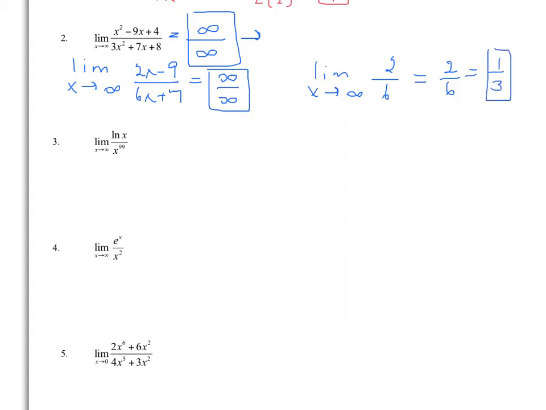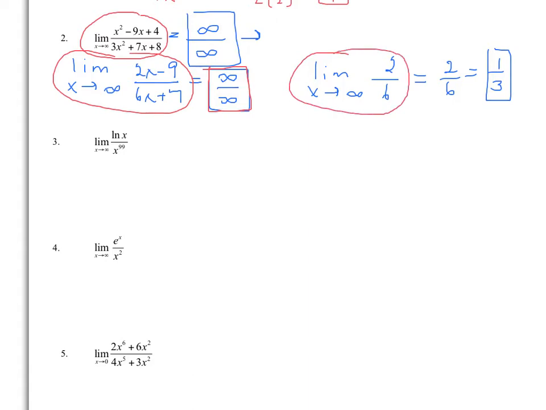So again, just to look at this example, we had the limit as x approaches infinity for this function. It gave us an indeterminate form. We tried to take the limit of the derivative of the numerator and the derivative of the denominator. It gave us another indeterminate form. So we tried again, and we took the limit of the derivative of the numerator and the derivative of the denominator, and we got 1/3.